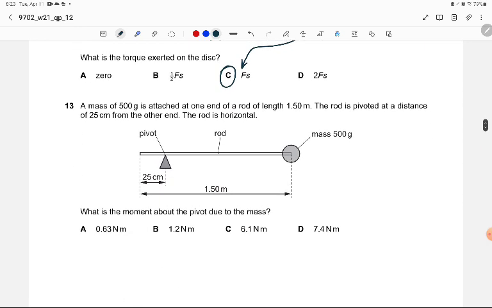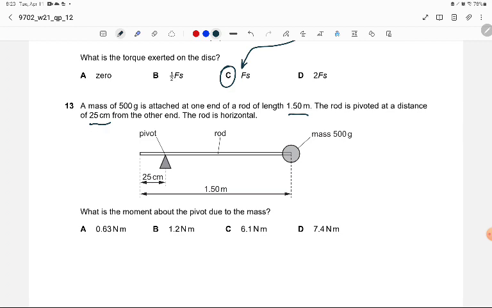A mass of 500 gram is attached to one end of a rod of length 1.50 meters. The rod is pivoted at a distance of 25 centimeters from the other end. One value is given in meters and the other in 25 centimeters, though that is fooling us. The rod is horizontal. What is the moment about the pivot due to the mass?